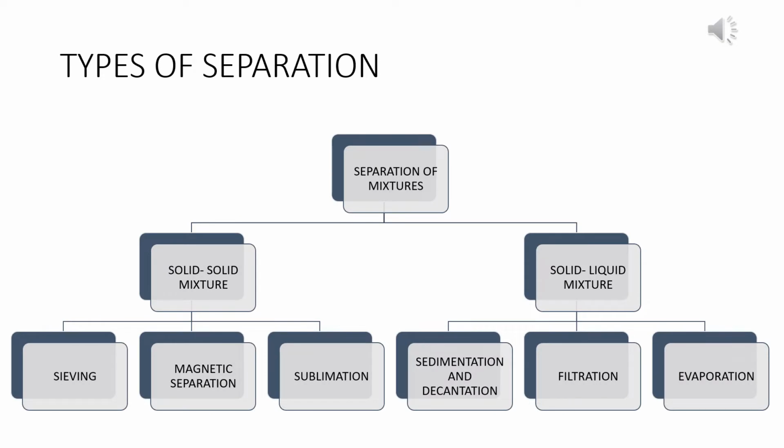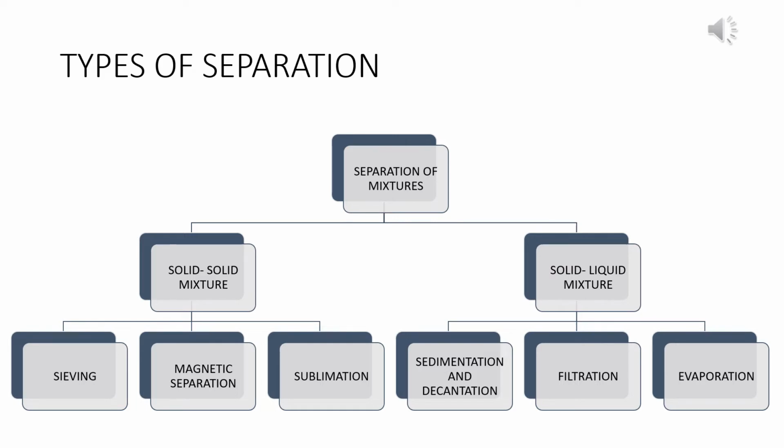The methods of separation of mixtures are of different types. It depends on two things: the property of the mixture. Now it can be of two types. One is the solid-solid mixture and another is the solid-liquid mixture.